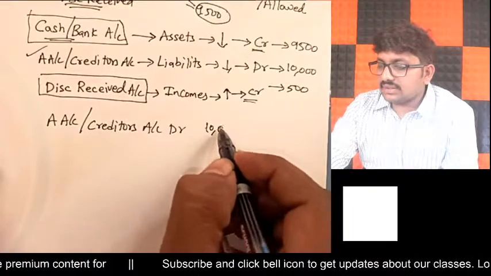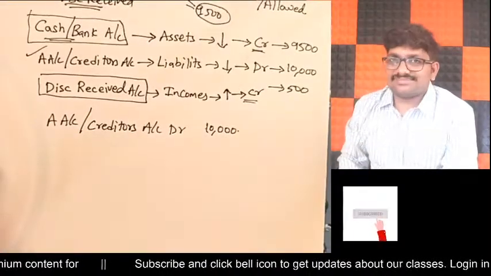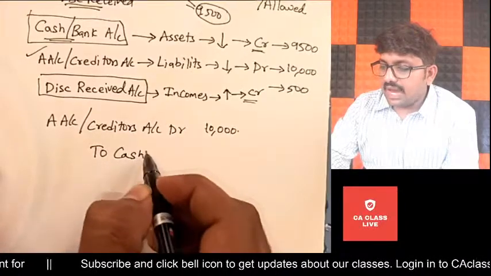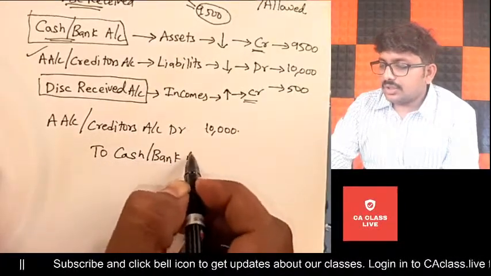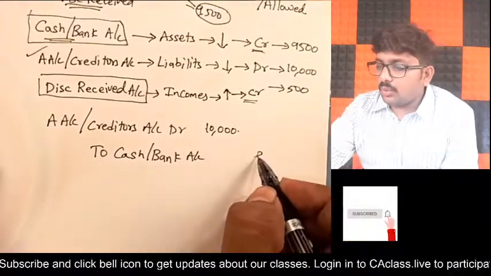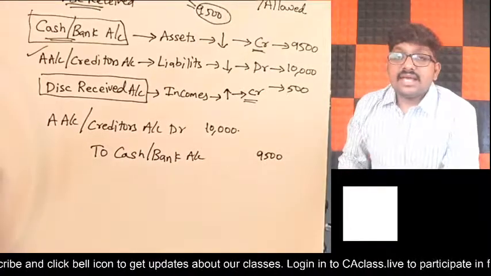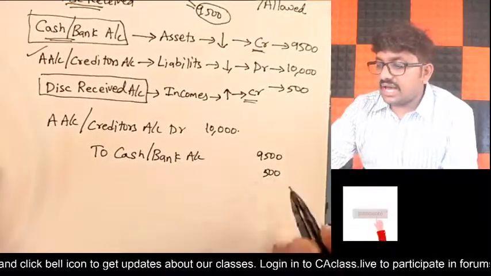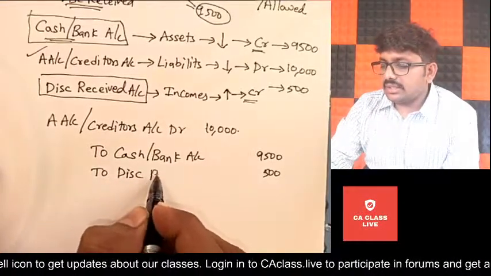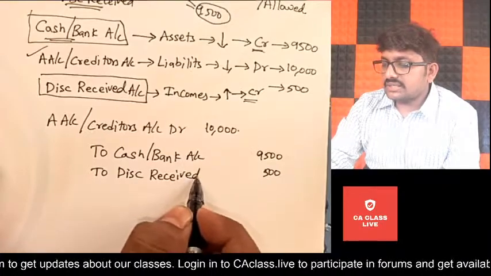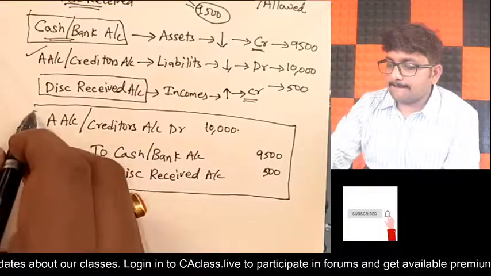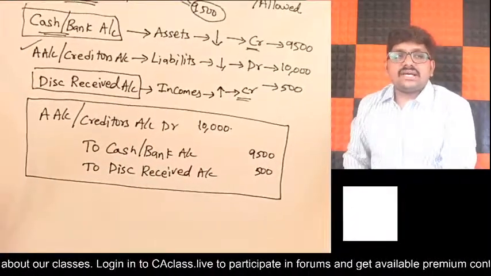Okay, full 10,000 rupees of your liability will be going off. Next, to cash or bank account. Tell me, how much amount am I paying now? Only 9,500. Sir, what about remaining 500 rupees, sir? It is my income. So to discount received account. So this is my journal entry whenever discount is given.